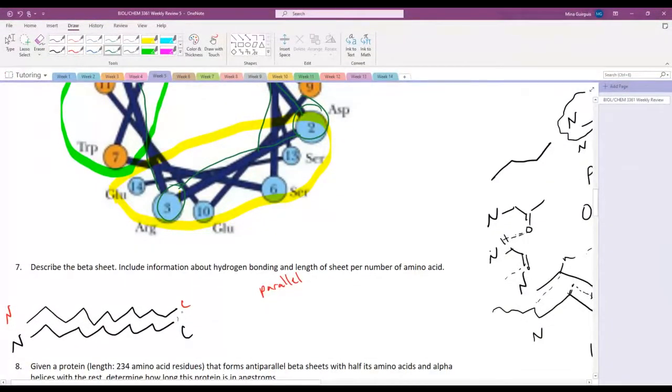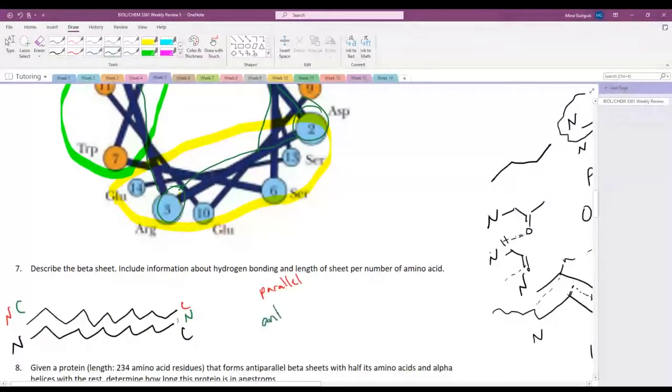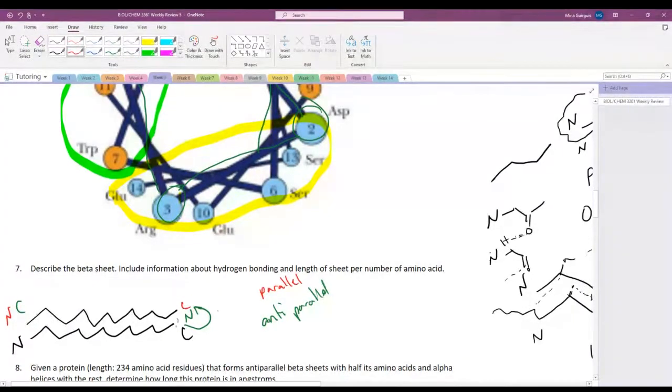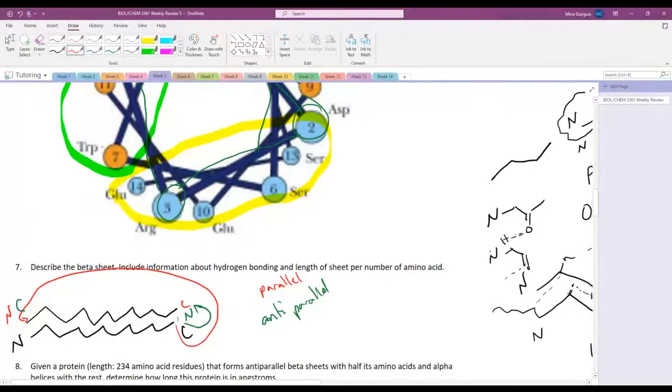On the other hand, and I'm just going to switch to green, if you have N over here and C over here, you have an anti-parallel. So the anti-parallel is a little bit easier to envision kind of intuitively. It just flips right back around. The parallel could do something like this. Or, you know, it doesn't always have to be just something like this.